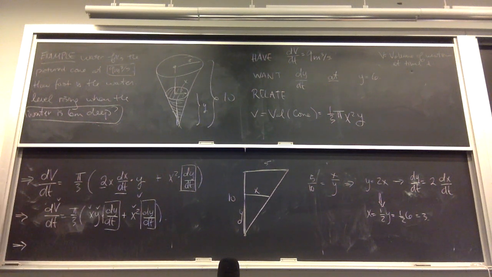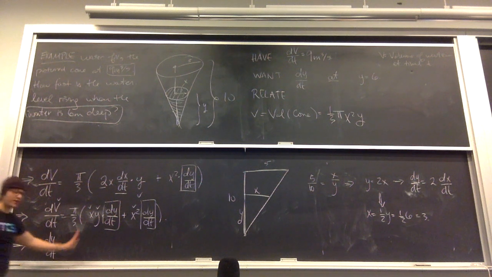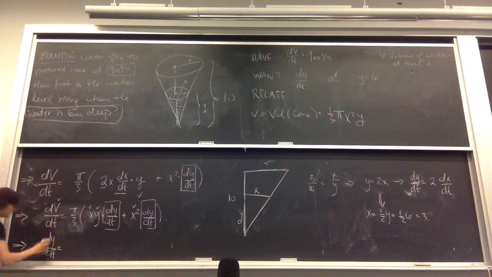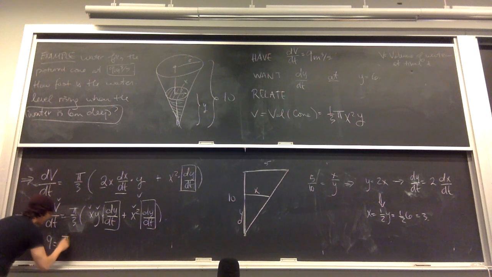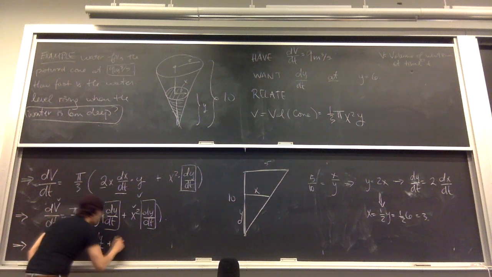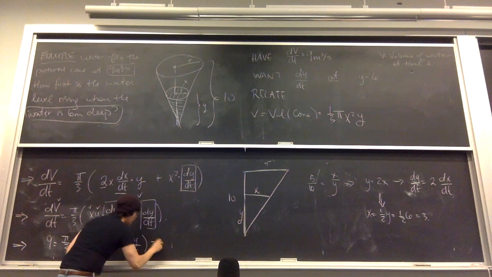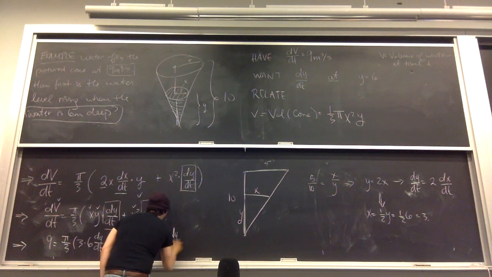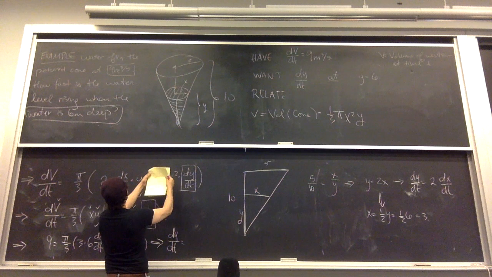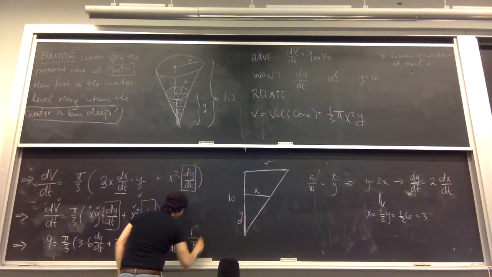Okay, so if we solve this, you will find that dy/dt is what? Well, we're going to have to put in the values. Are you comfortable putting in the values and solving? Okay, so I'm just going to give you the answer. You fill in the details. The details are also in the notes. So we get 9 is equal to pi thirds, 3 times 6 dy/dt plus 3 squared dy/dt. And if you work this out, you'll eventually find that dy/dt is equal to 1 over pi meters per second.